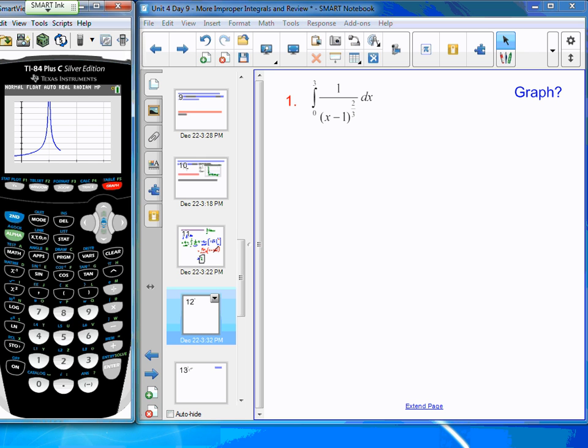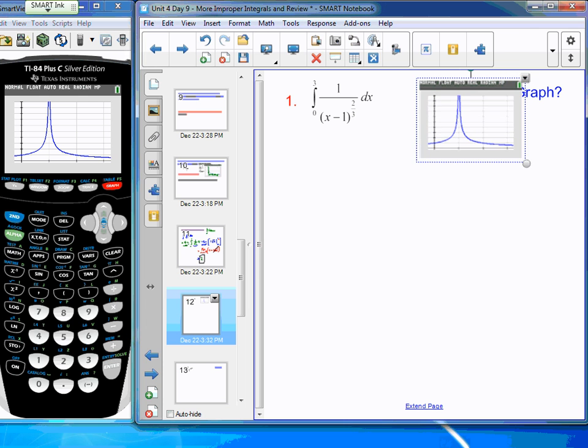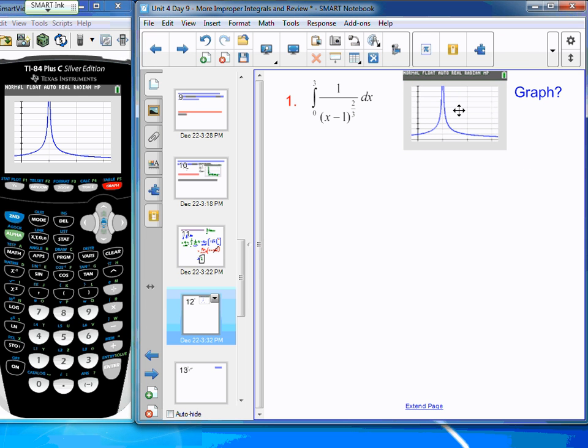Okay, so what are we trying to do? Well, we're trying to algebraically find the graphical area in between x equals 0 and x equals 3. We're trying to find that area.